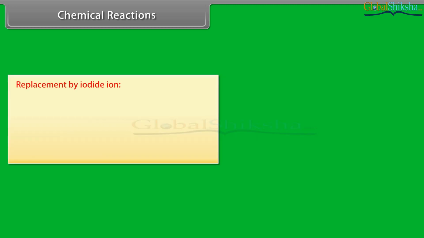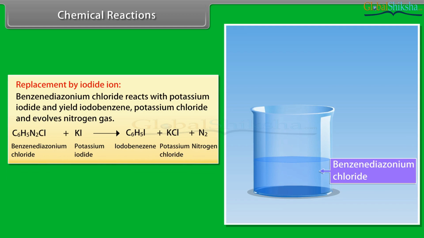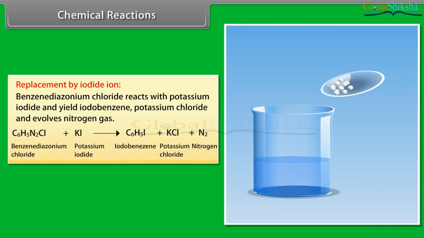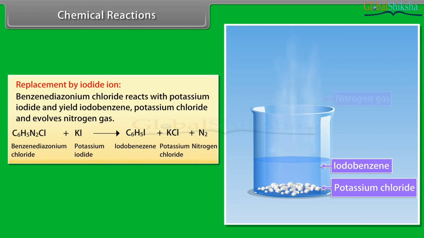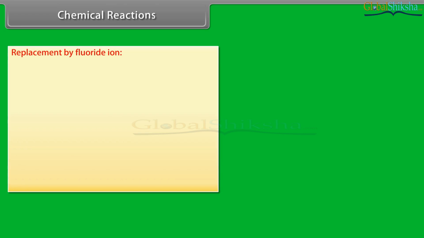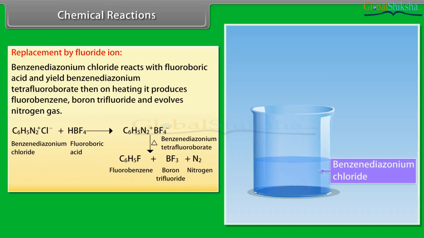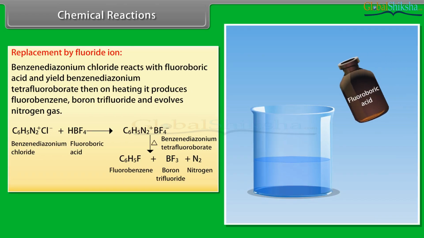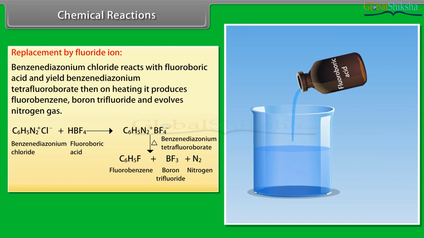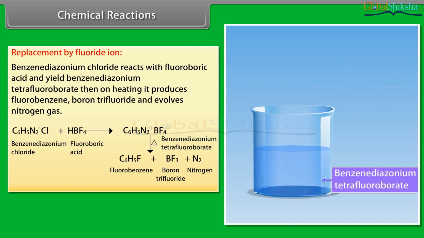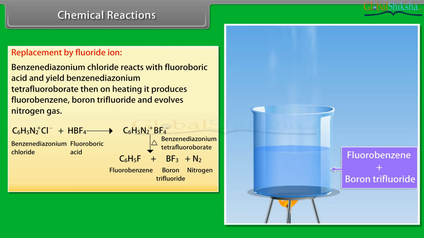Replacement by iodide ion. Benzene diazonium chloride reacts with potassium iodide and yields iodobenzene, potassium chloride and evolves nitrogen gas. Replacement by fluoride ion. Benzene diazonium chloride reacts with fluoroboric acid and yields benzene diazonium tetrafluoroborate, then on heating it produces fluorobenzene, boron trifluoride and evolves nitrogen gas.